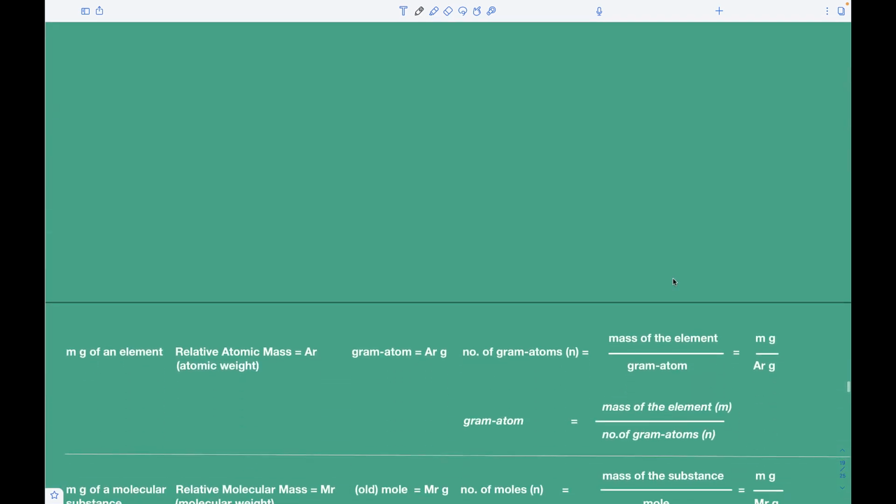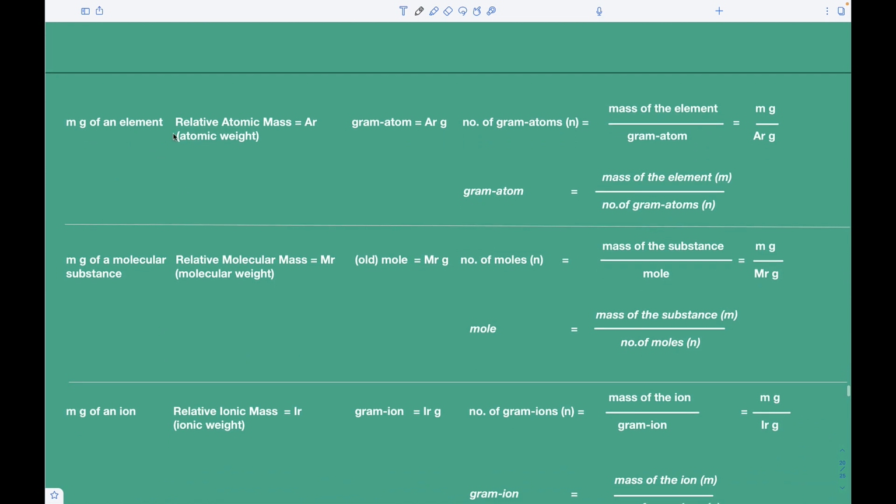Now let us say we have m grams of some element and say its atomic weight or relative atomic mass is AR. Then what is a gram atom of this element? You know, gram atom or gram atomic weight of any element is its atomic weight in grams. So 1 gram atom of this element is AR grams because AR is its atomic weight or relative atomic mass.